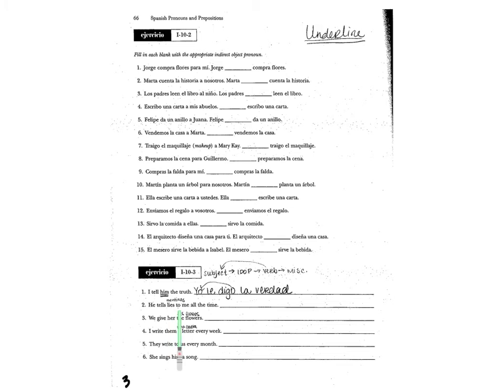He tells lies to me all the time. Who does he tell lies to all of the time? To me. So that is your IDOP. We go él, because that's our subject. So él, then our IDOP, me, dice, he tells, mentiras todo el tiempo. Él me dice mentiras todo el tiempo.